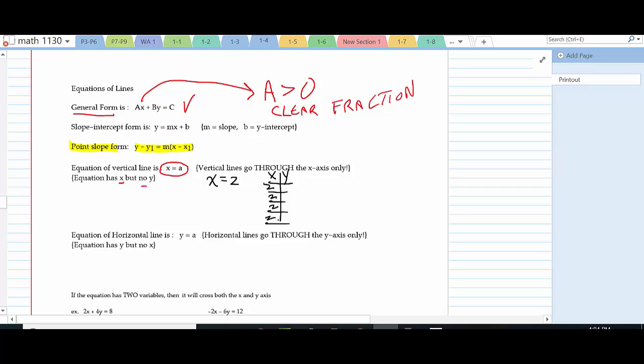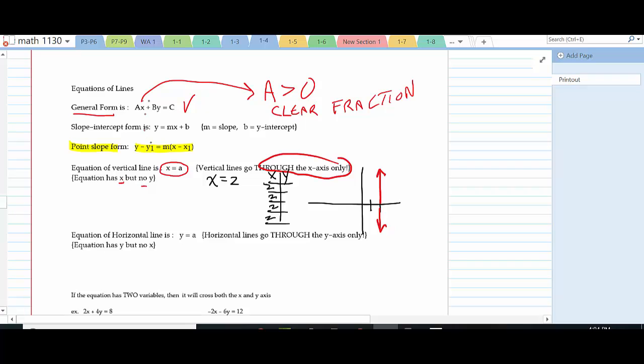And if x is always 2, what does the line look like? Be careful, it's this way. It always goes through x = 2. So your line would go like this. What you would do is just go over to 2, and then draw a line that goes straight up and down like that. So what I'm saying is vertical lines go through the x-axis only. If you only have an x in your equation, then you're going to touch the x-axis, but you're not going to come in contact with the y-axis, unless it was x = 0, then that's a little bit different. So think of it as just going through 2.